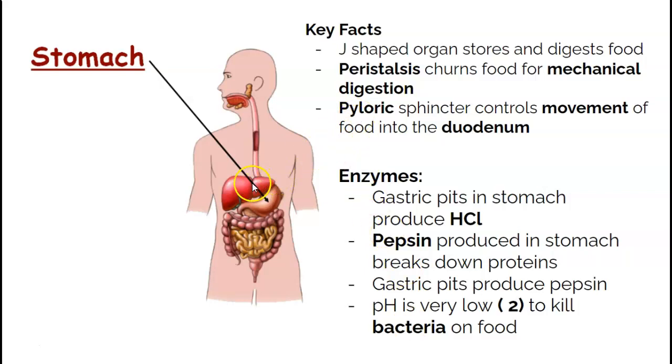So at the top, we had the esophageal sphincter. Down here, we have something called the pyloric sphincter. The pyloric sphincter's job is to control the movement of the food into the structure we call the duodenum. Now, the duodenum is a fancy name for the small intestine. It's the first part of the small intestine where almost all of digestion occurs.